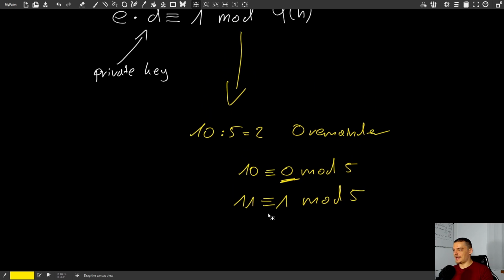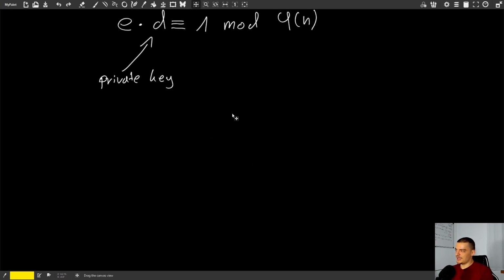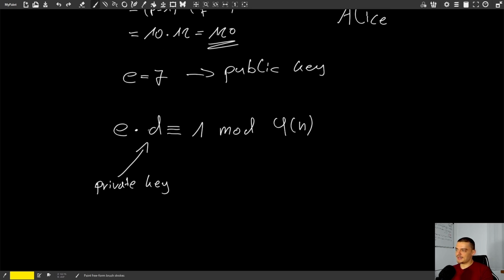And this is just a rule that we want to have here. We want to have a number D such that when I multiply my public key E with that number D, the remainder of a division by phi would equal 1.